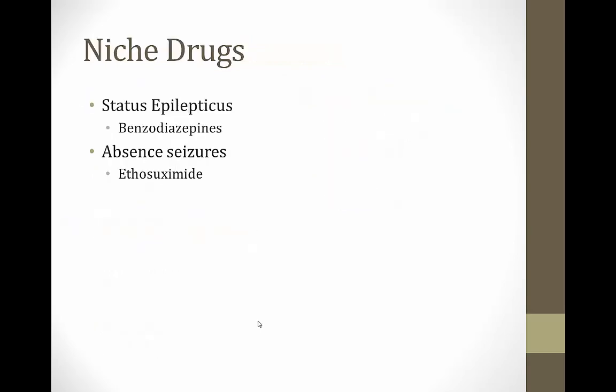A hard part of remembering these drugs is that all of them work for lots of different kinds of seizures. So these two are the easiest to remember. Status epilepticus always gets treated with benzos, and absence seizures always get treated with ethosuximide. So make sure you at least know that. The others are going to be much harder to remember.